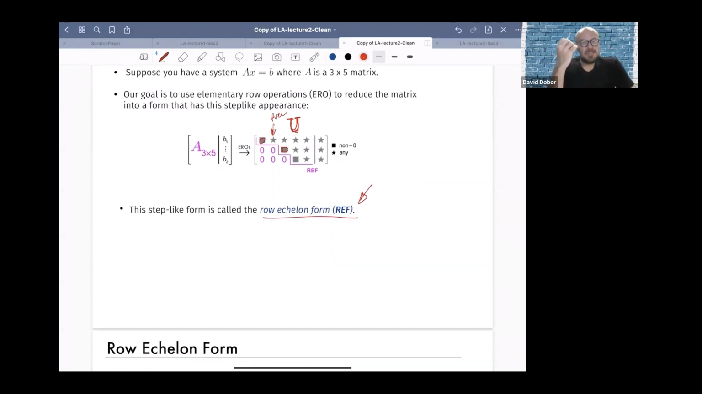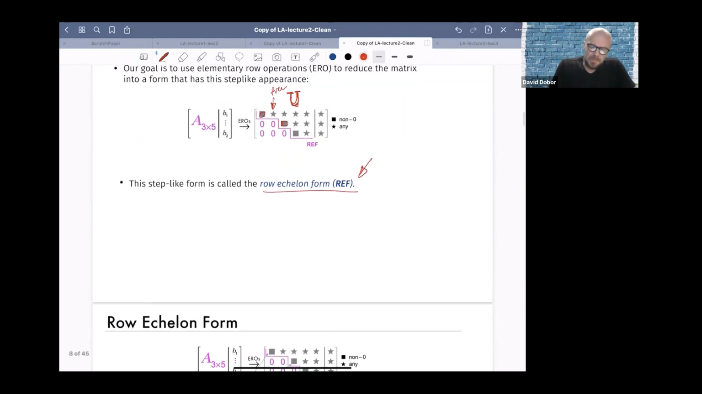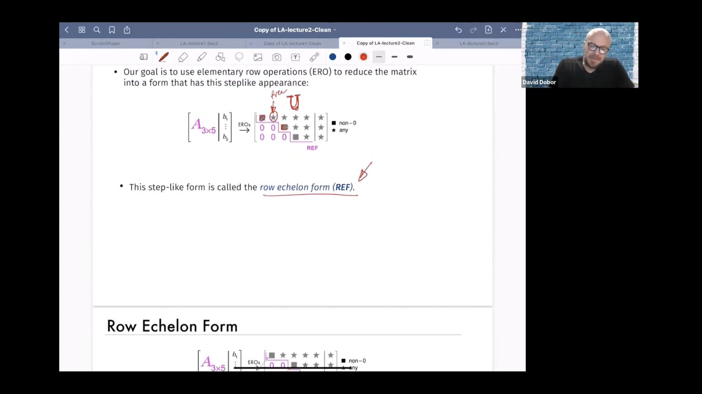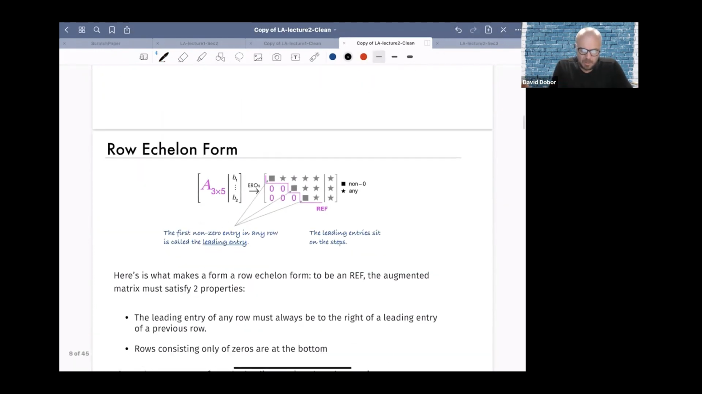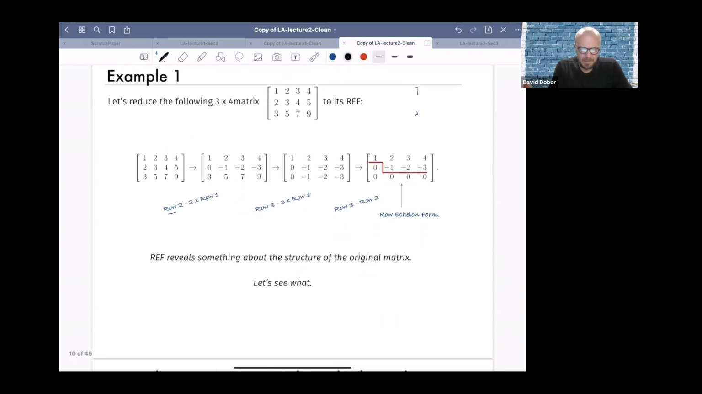Now, there is the notion of a reduced row echelon form, where the coefficients of the variables above the pivots are made 0. Then I will say that my matrix is in what's called the reduced row echelon form. So let's do that example to begin with.